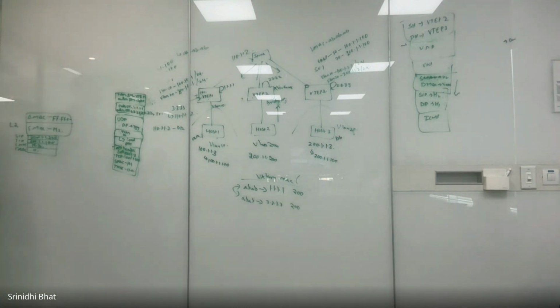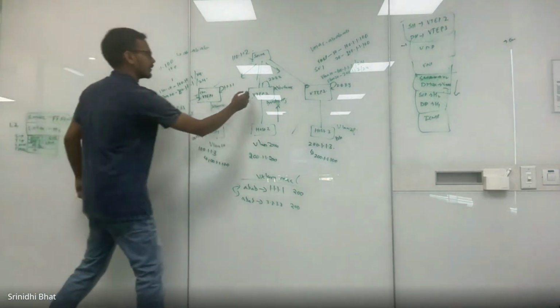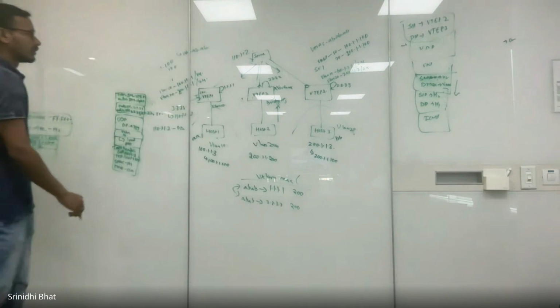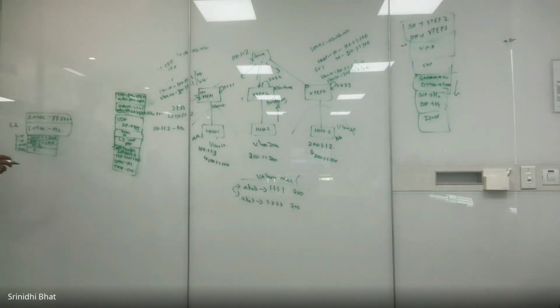Okay. Now what will it do with the ARP request? It will flood. Yes, it will flood the packet to all the VTEPs. So what will be the headers? Obviously it's the VXLAN header.